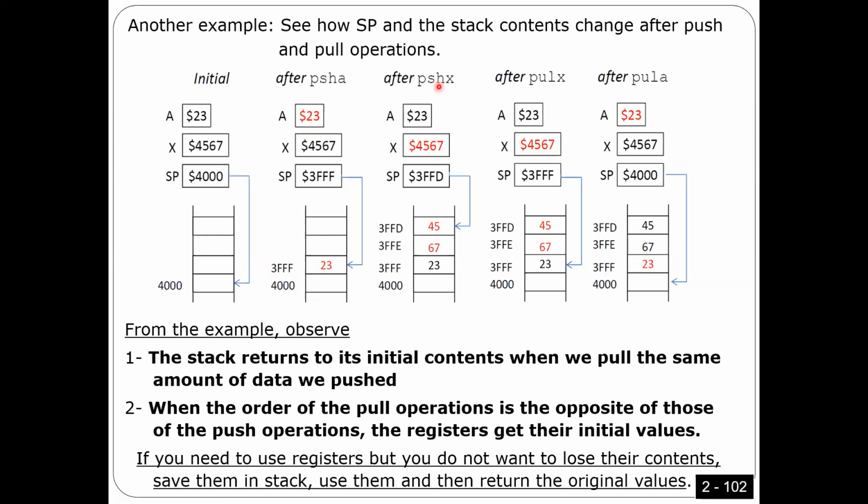Now I want to push X, right? So when I push X, I'm going to push this value, 4567, this way, and then the stack pointer should be decremented by 2. So now the stack pointer is here, right? So here I pushed 1 byte, and then I pushed 2 bytes. So now the stack should have 3 bytes total, right? After that, I'm gonna pull X. When I pull X, I'm gonna take these 2 values and put them in X, okay? And now the stack has only 1 byte. When I pull A, I'm going to take this value, and now the stack is empty.